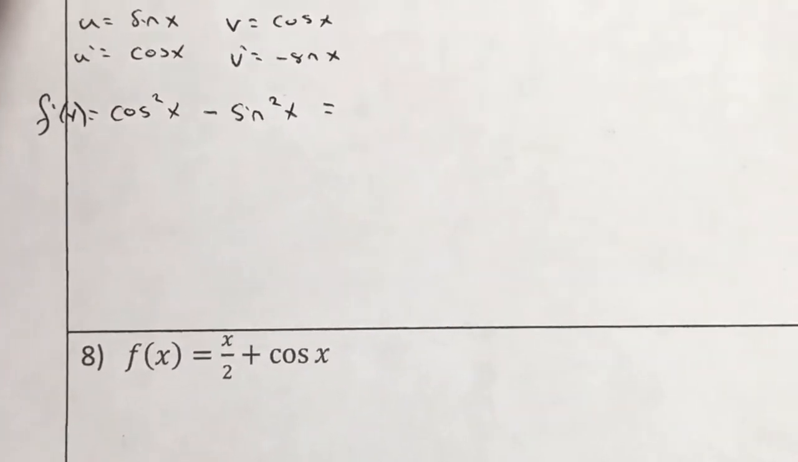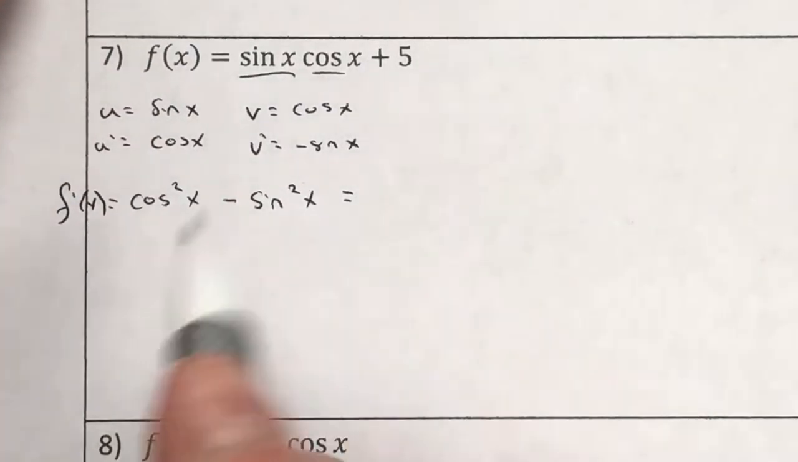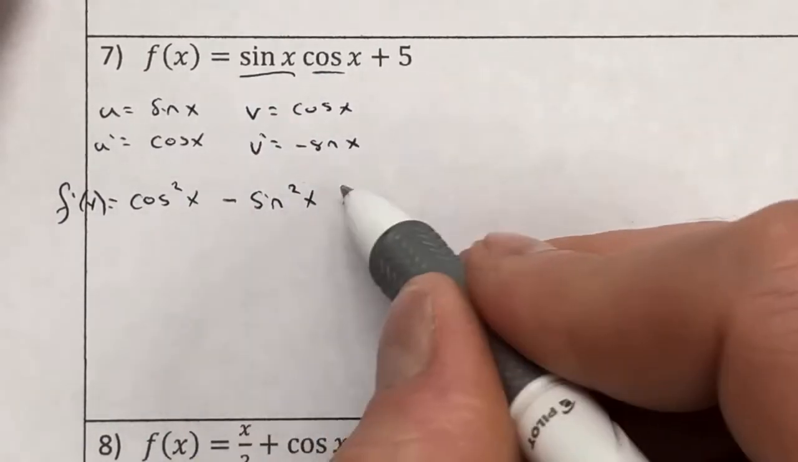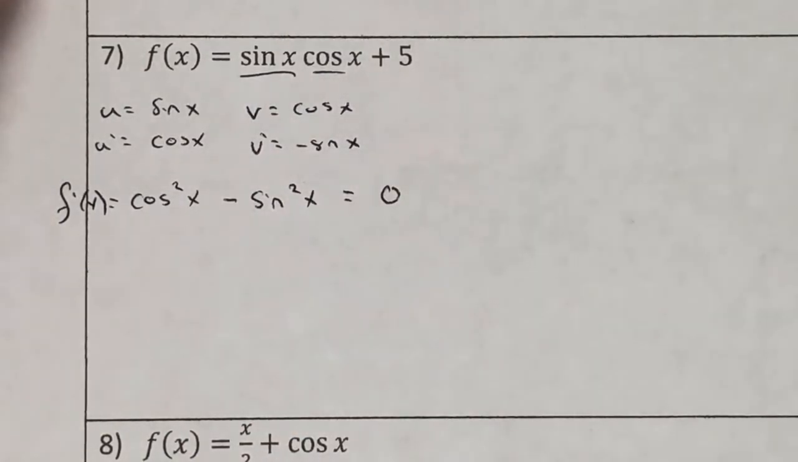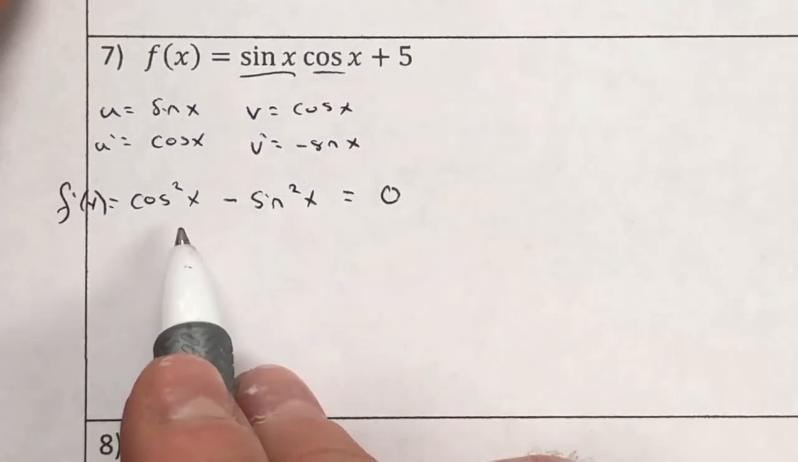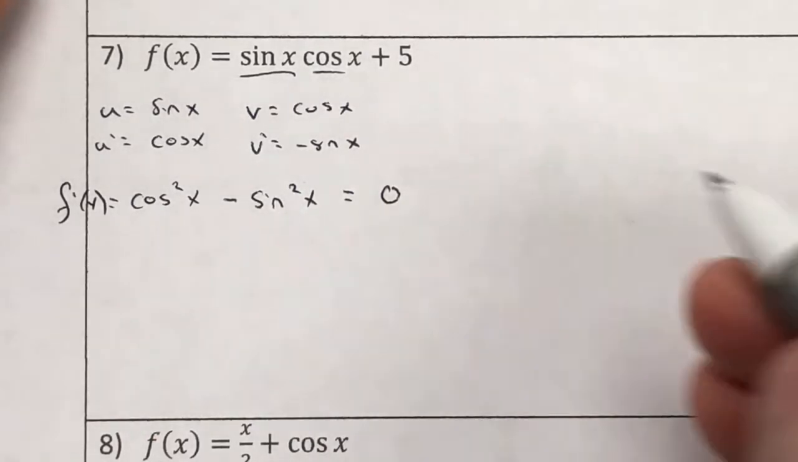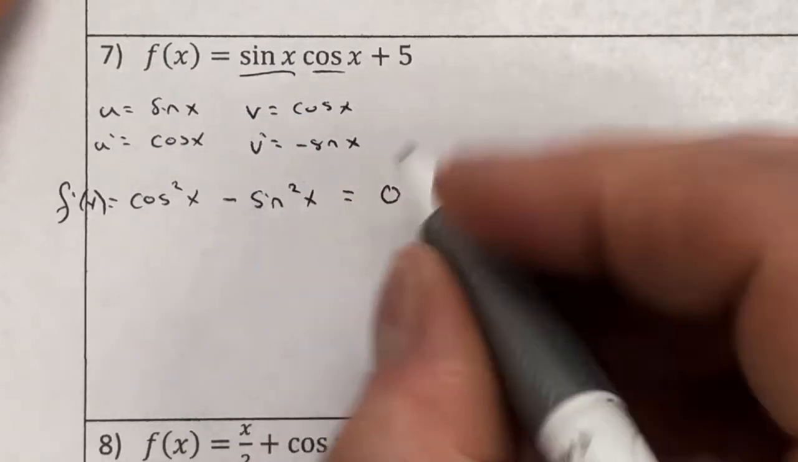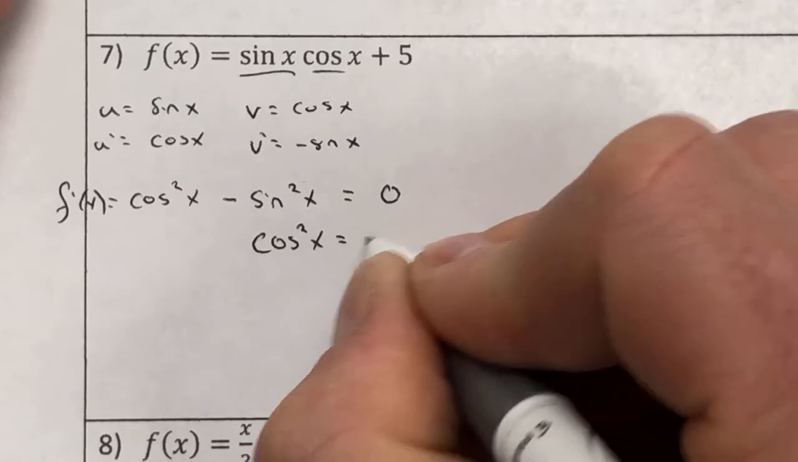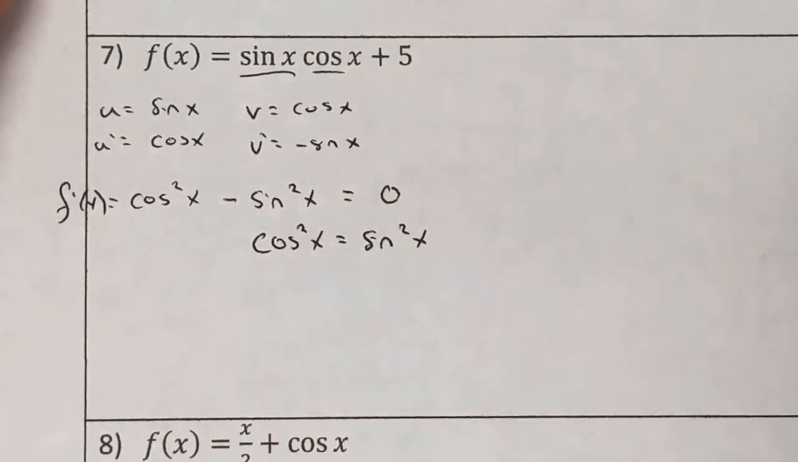Let's zoom in just a little bit. That might be hard to read. So after I did my product rule, the 5 disappears. I get this, and I'm going to set this equal to 0. Now, this looks dangerously close to the Pythagorean identity, but I can't really do too much here, other than add the sine squared x to the other side. So when is the cos squared x equal to the sine squared x?